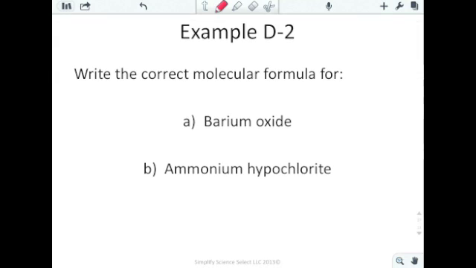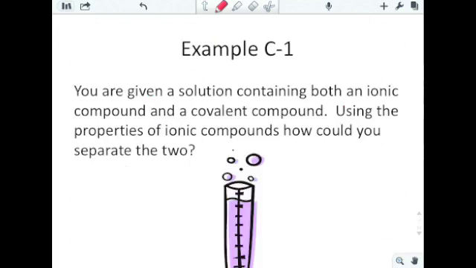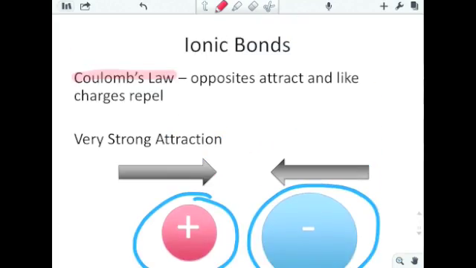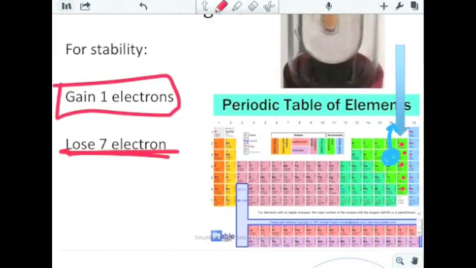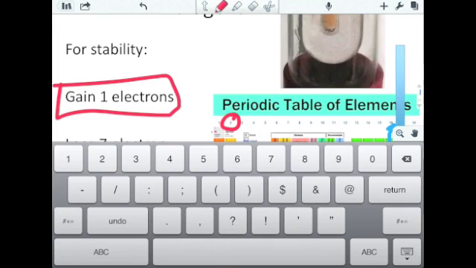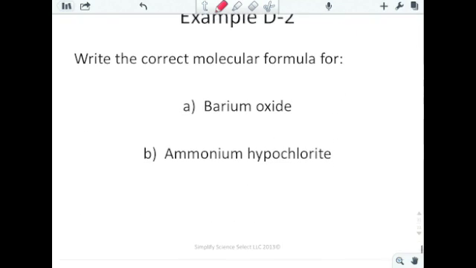Next example. It says write the correct molecular formula for barium oxide. So when we're looking at this, we look at our chart of oxidation numbers. Look at your periodic table. Let's scroll back up and find a periodic table. There we go. So here's barium. What group is it in? It's in group 2. So barium, which is Ba, will have a +2 charge.